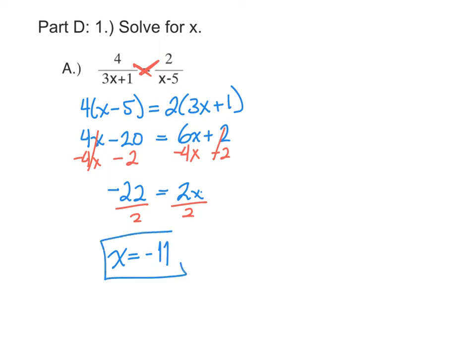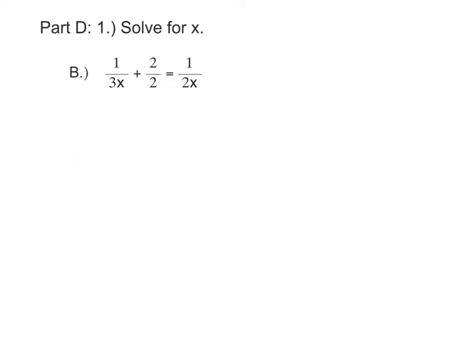You should quickly check to make sure that this solution didn't make either of our denominators equal to 0, but 3 times negative 11 plus 1 is not 0, and negative 11 minus 5 is not 0. So we're good. When the rational equation is not a proportion, we still want to get rid of the fractions, and the best way to do that is to multiply through by the common denominator, and I mean the common denominator of all the fractions.